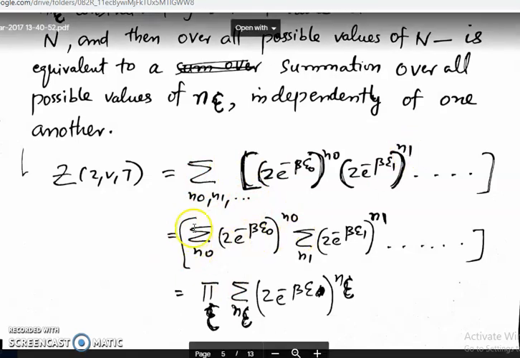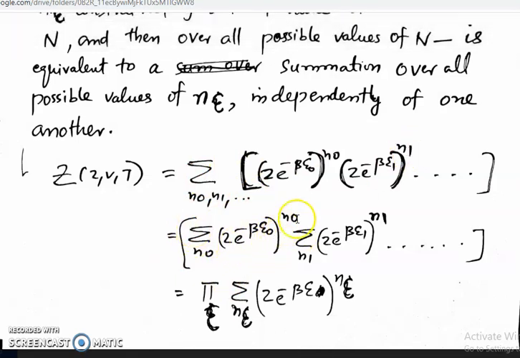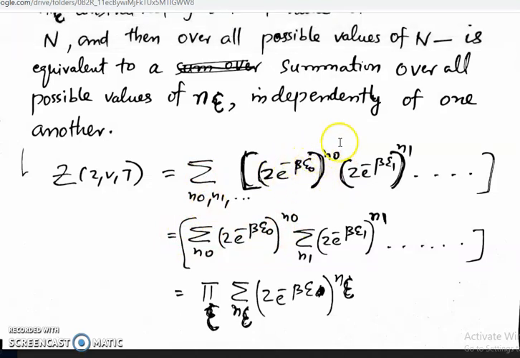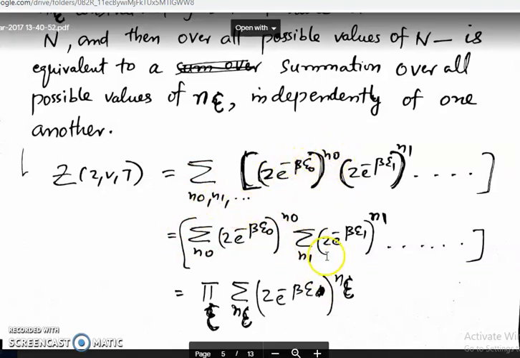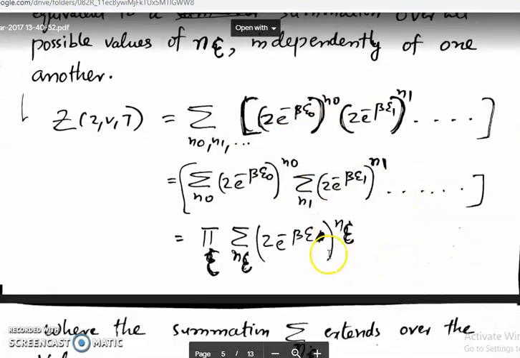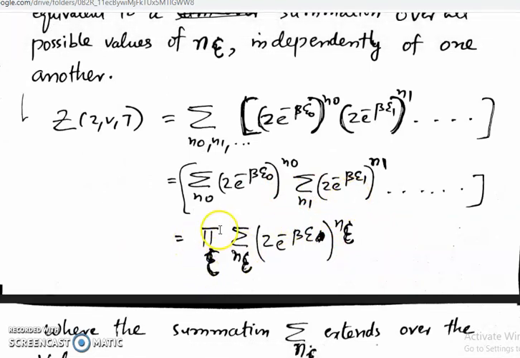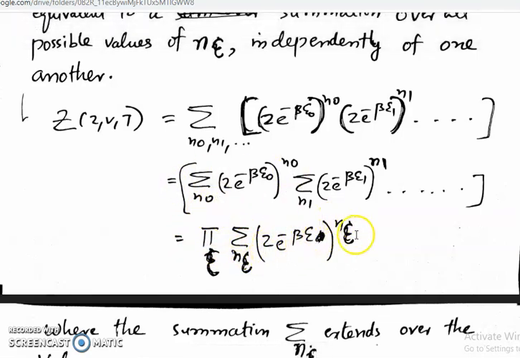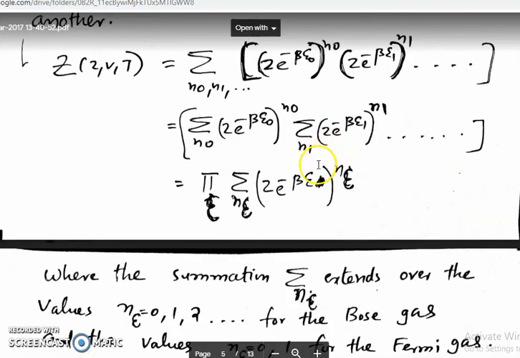So this is written as sigma n0 e to the power minus beta epsilon 0 n0, because n0 is applicable to only this. Sigma n1 e to the power minus beta epsilon 1 to the power n1, and so on. So it is a product, and that is written as pi epsilon. Pi stands for the product. So the product of sigma n epsilon e to the power minus beta epsilon to the power n epsilon.